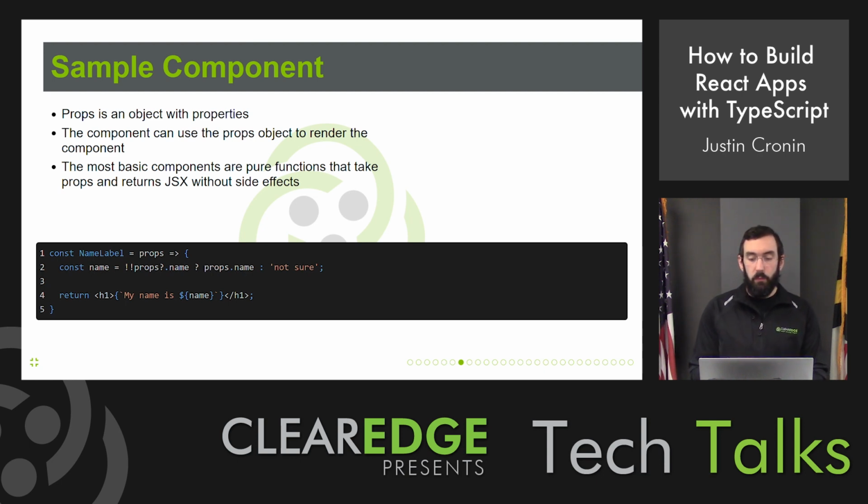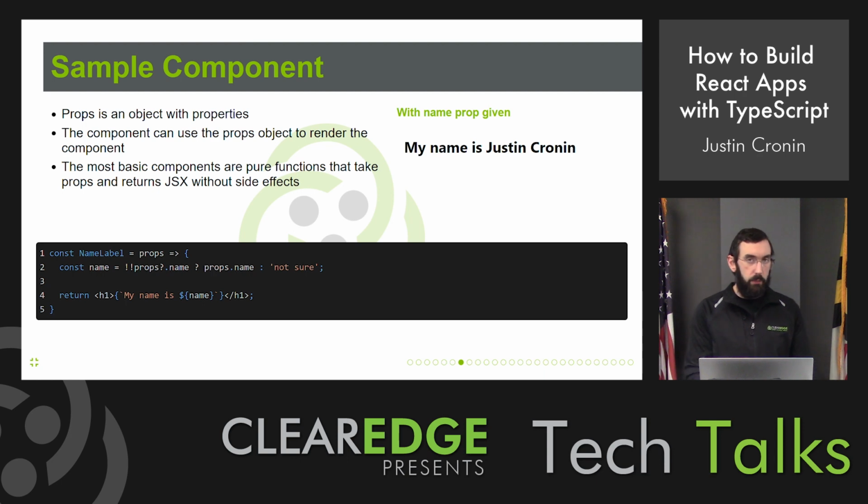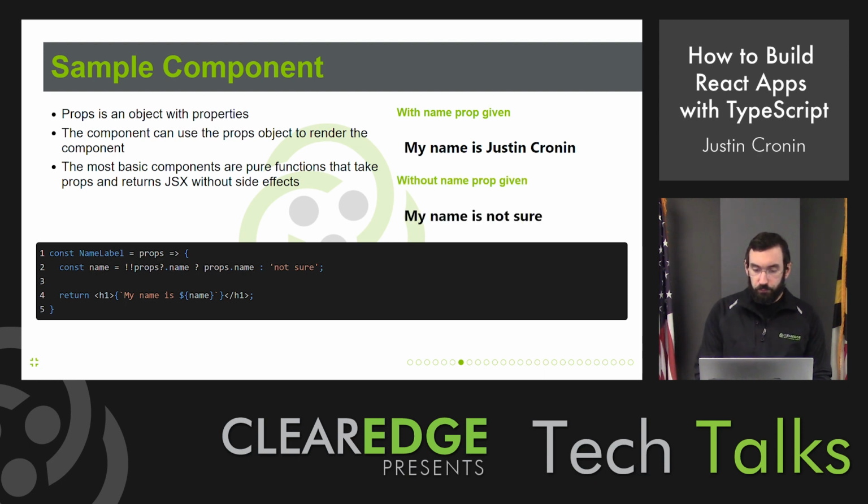Once we have name, we can then build our view. All that we're doing here is writing some JSX that builds a header tag, and we toss that name value in there. So if we went ahead and called this with my name as the name property, you would see my name is Justin Cronin. However, if we chose not to pass a name, we would see my name is not sure, just like this. So as mentioned, props in, JSX out. That's a component.